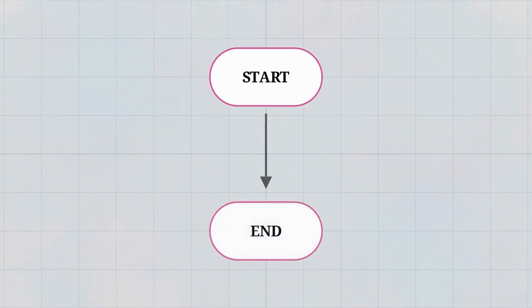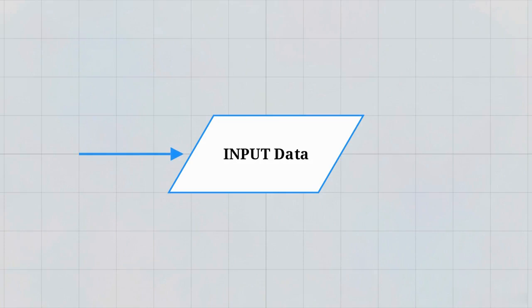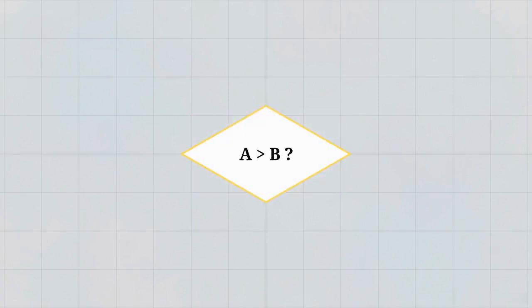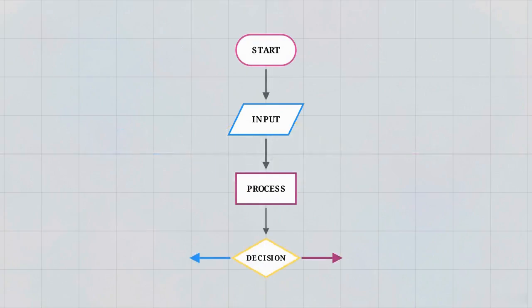Ovals set the boundaries. They mark the exact start and end points of a sequence. Parallelograms handle the data crossing those boundaries, defining what information comes in and what gets printed out. The actual computation happens in the remaining 2 shapes. Rectangles execute internal processes, like mathematical calculations. Diamonds execute conditional logic, asking a question and splitting the path based on the answer.